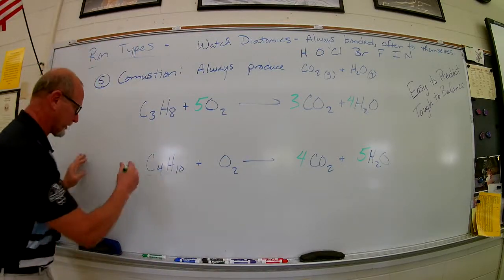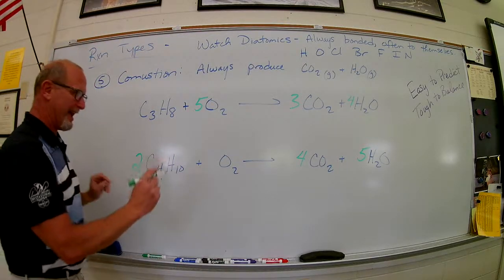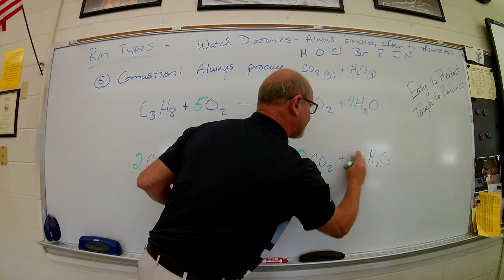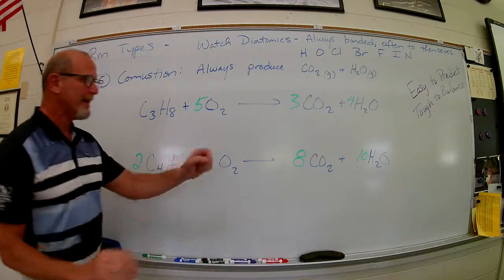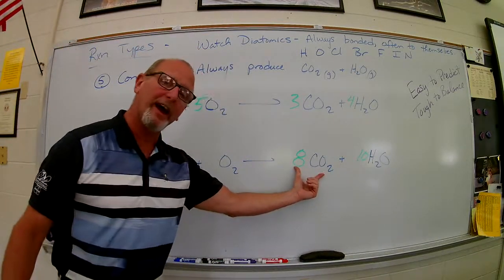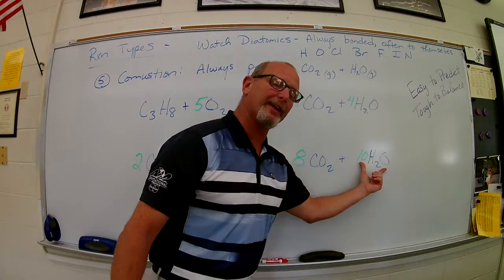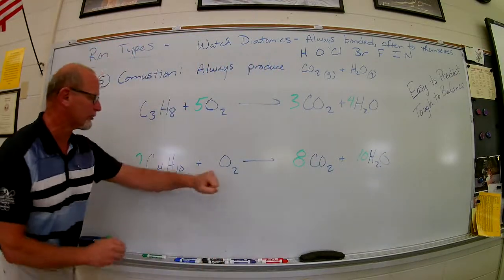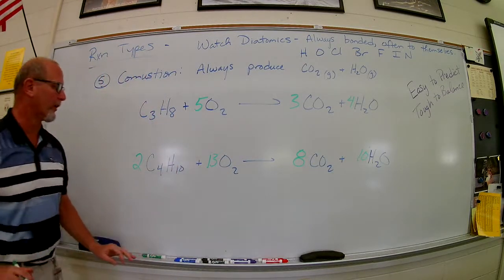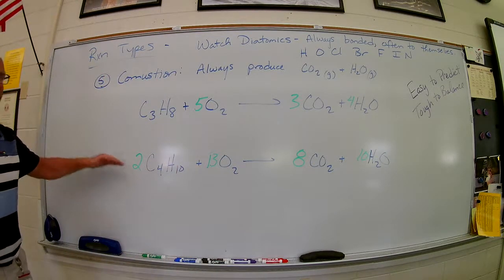So here's what I'm going to do. I'm going to double everything. Make that 4 into an 8. Make that 5 into a 10. Now let's look at our oxygens on the right side. I have 16 out of the CO2 and 10 out of the water. 26 oxygen. I can do that by putting a 13 right in front of our oxygen, and those balance.